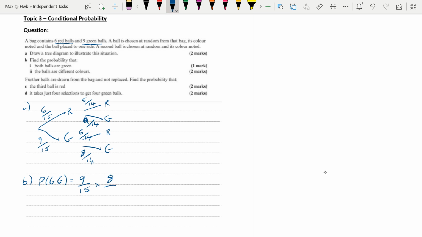Times 8 over 14. Okay, which, again, I'm just going to type in my calculator. It comes out as 12 over 35. Okay, that's part 1.